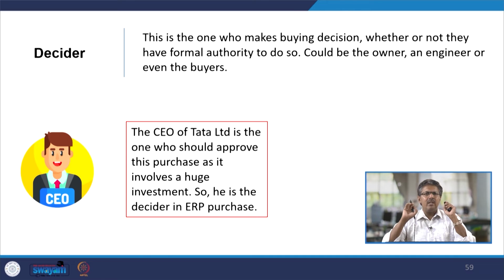So, whether or not they have formal authority to do so, he could be the owner and engineer or even certain other buyers, or even the head of finance. So, he can be the decider. In this case, maybe the CEO of Tata Limited is the one who should approve this purchase as it involves a huge investment. So, he is the decider in the ERP purchase.